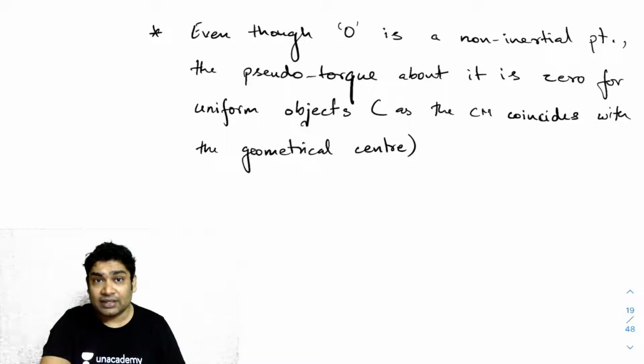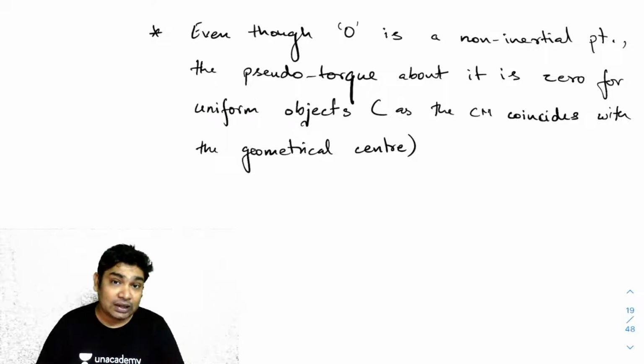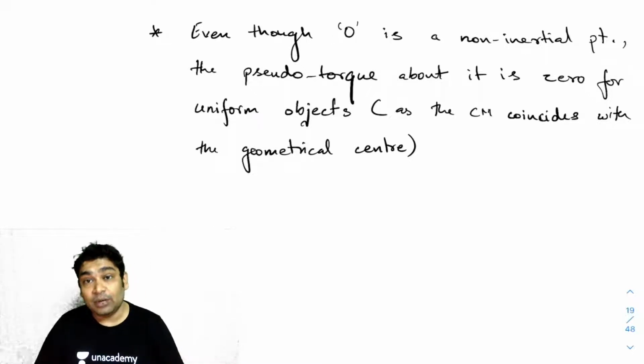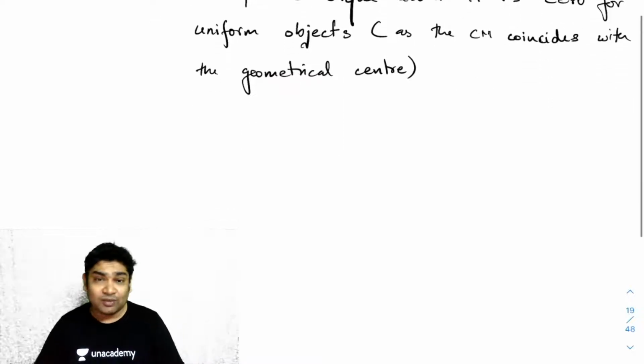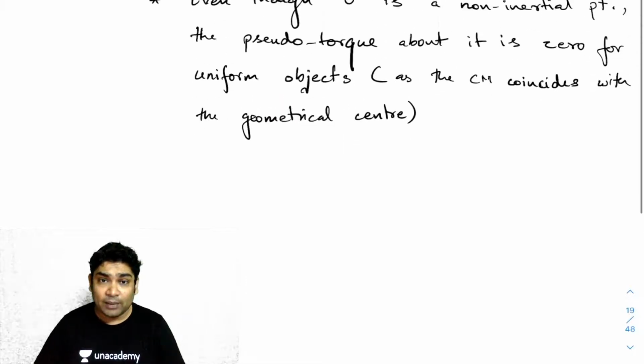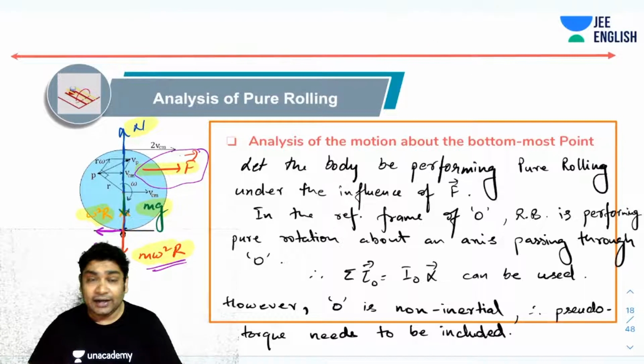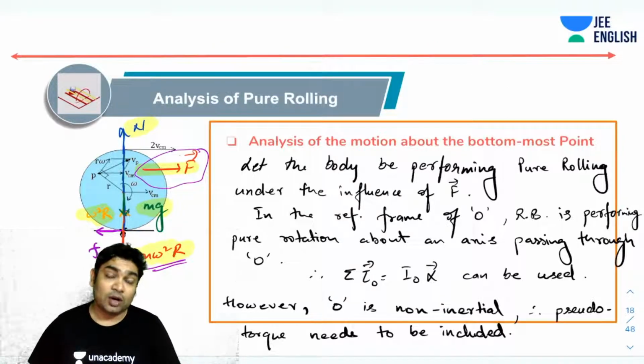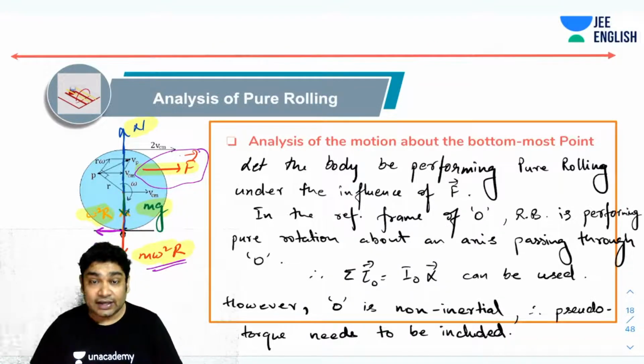So please remember this. You were only getting away with all that because the CM coincided with the geometrical center. That is why you never bothered about O being a non-inertial point, and not including the pseudo torque also did not matter. Now, this is going to happen only in Advanced. In Mains, it is very unlikely that they will ask you a question of a non-uniform object which has an off-centered CM. But in Advanced, they can ask you this.